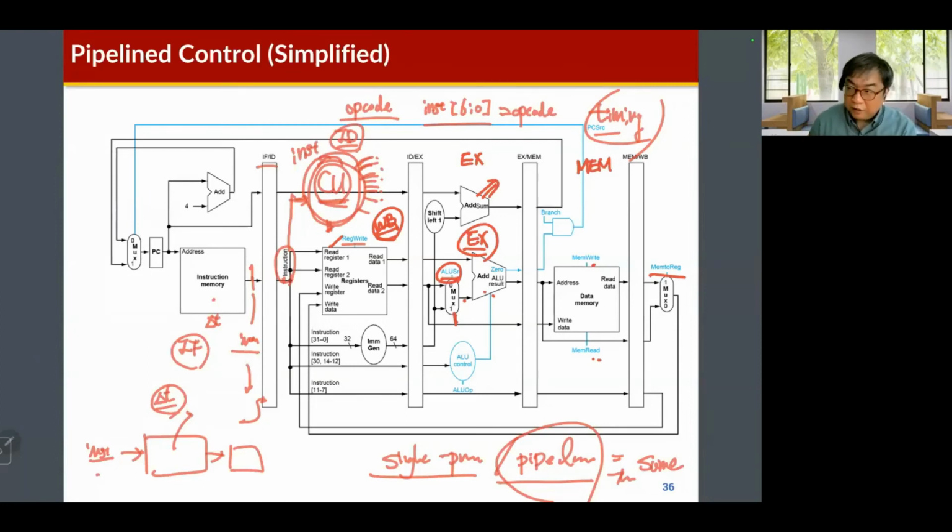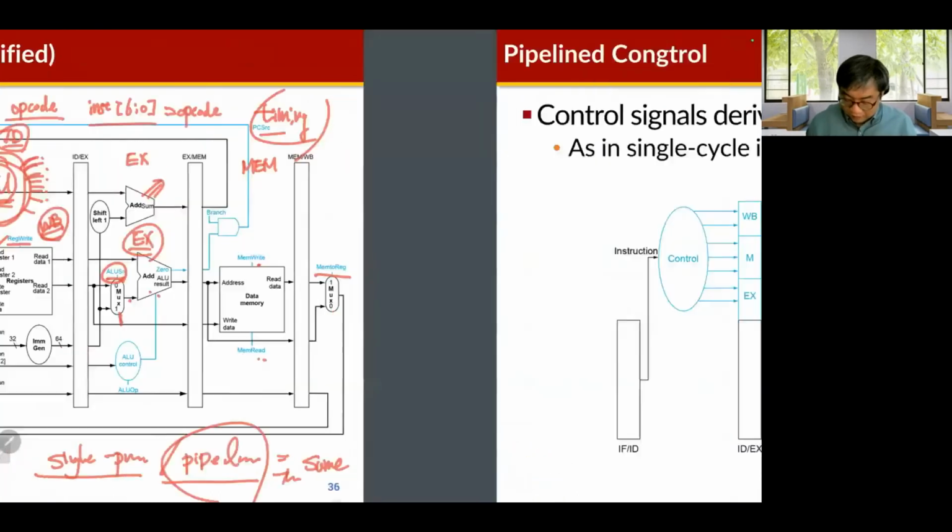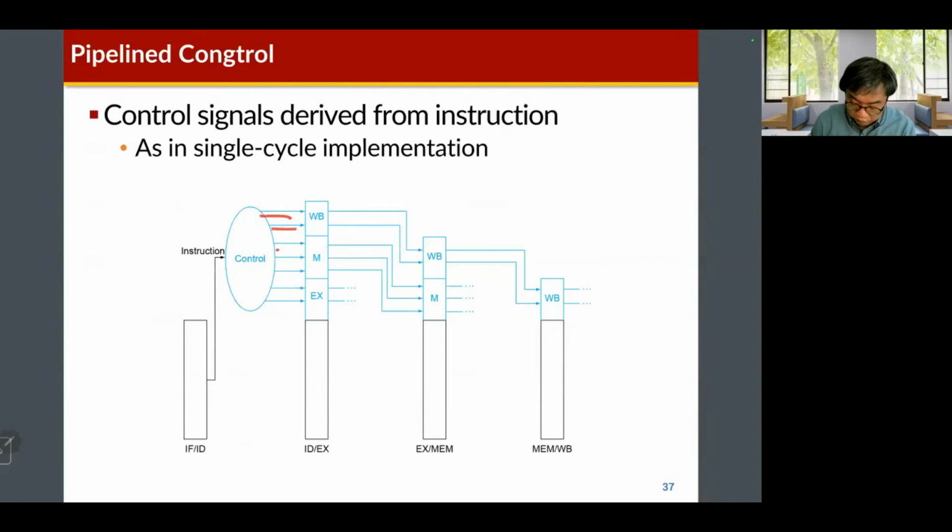Which means we need to adjust the appropriate timing of control signals. How? Control signals also pass through the pipeline registers. Okay? This figure explains how the control signals propagate through the pipeline registers. In this figure, if certain control signals are used in the write back stage, then these control signals pass through the ID/EX pipeline register, then the EX/MEM pipeline register, and the MEM/WB pipeline register. So these control signals have the right timing for the write back stage.